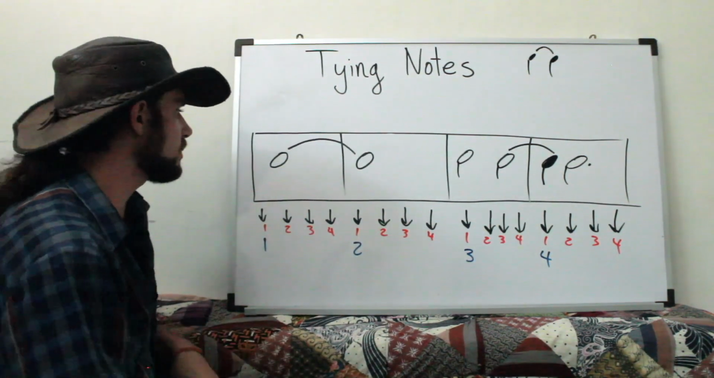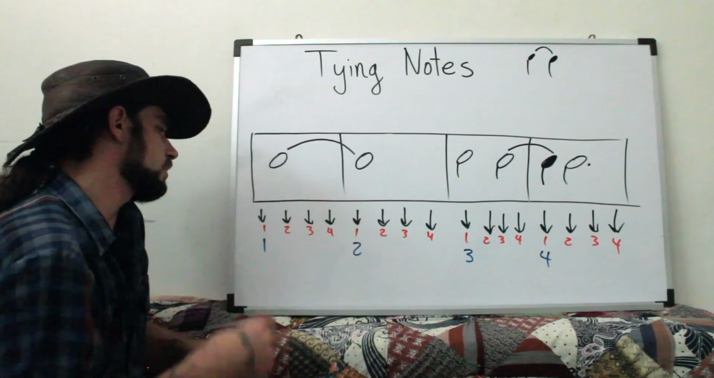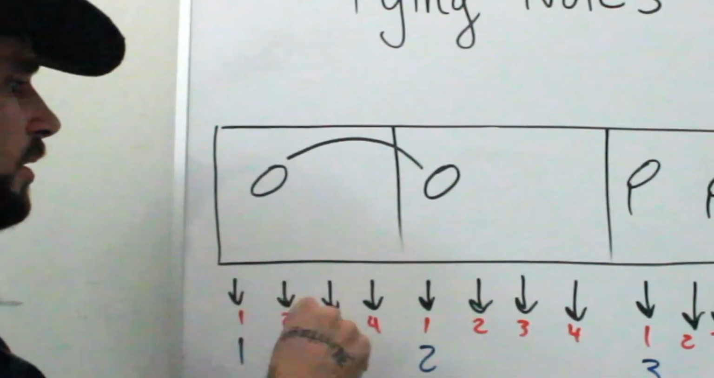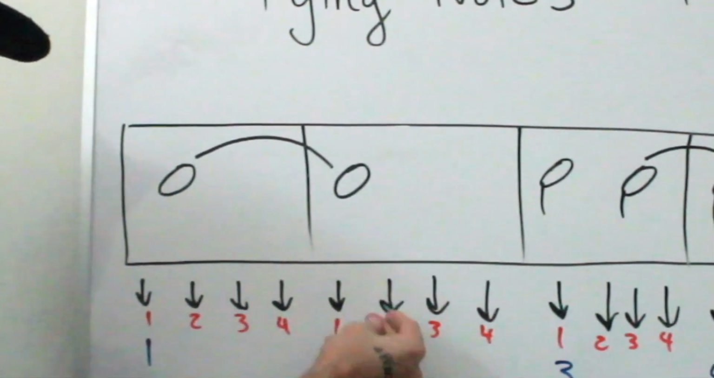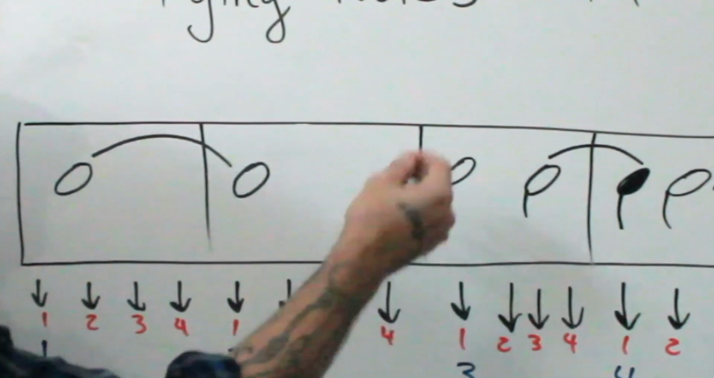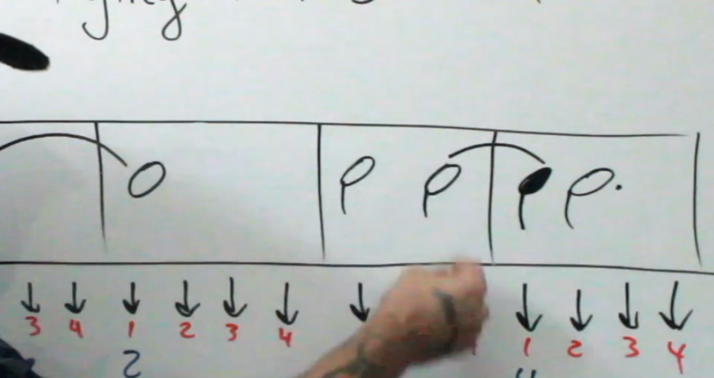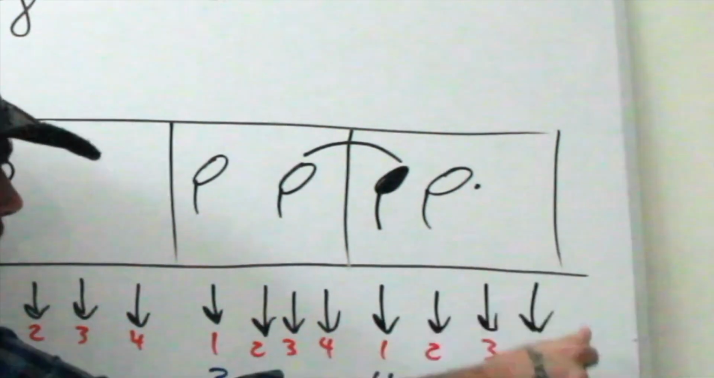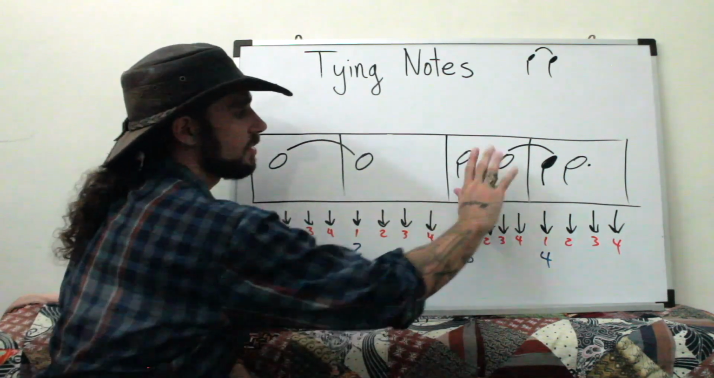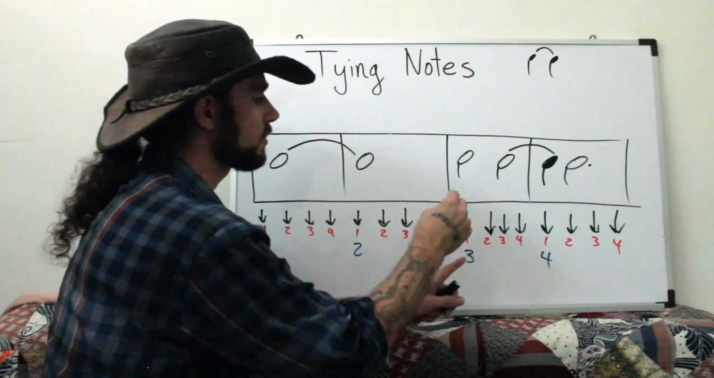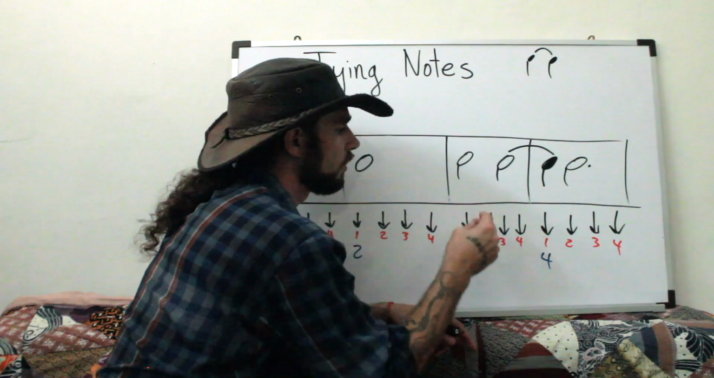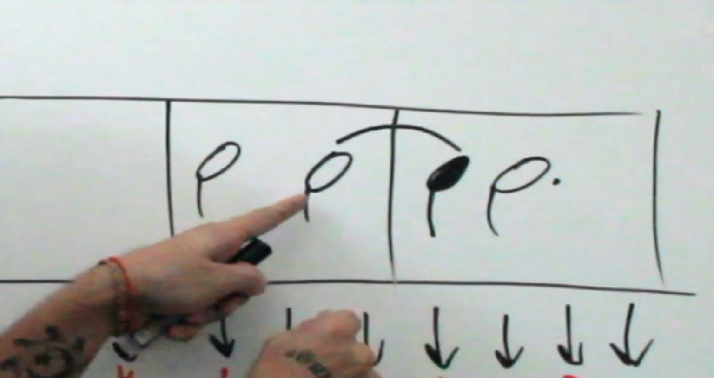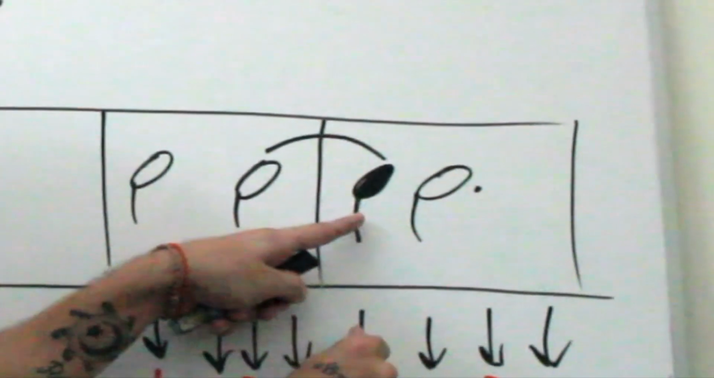So let's see what this would sound like. It would be 1, 2, 3, 4. Bum, bum, bum, bum. Let's look at this a bit slower. So 1, 2, 3, 4. Bum, bum, bum.